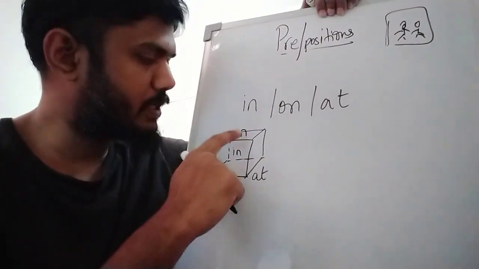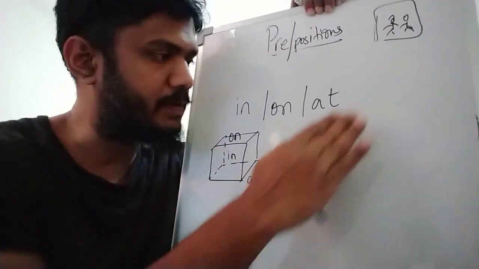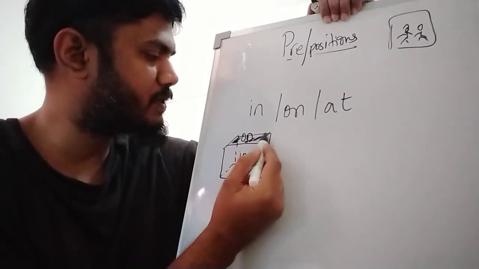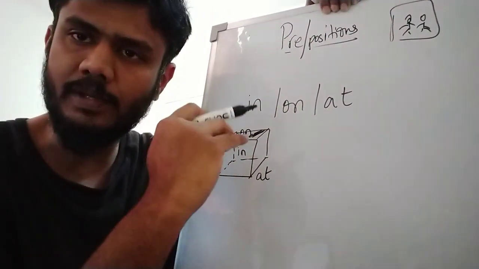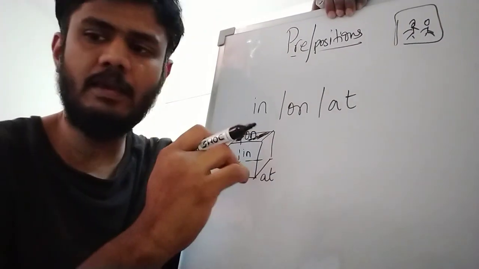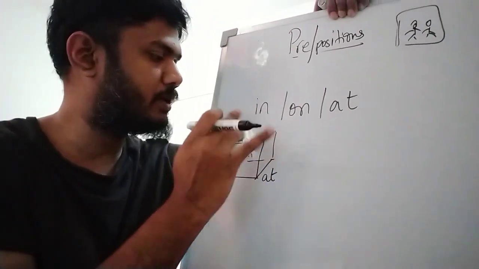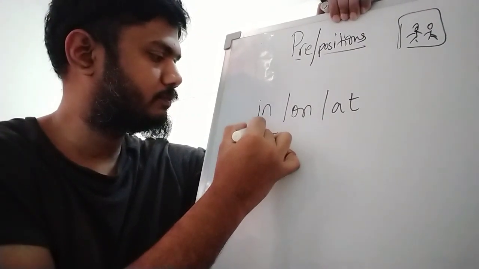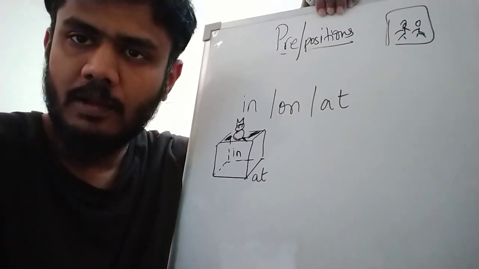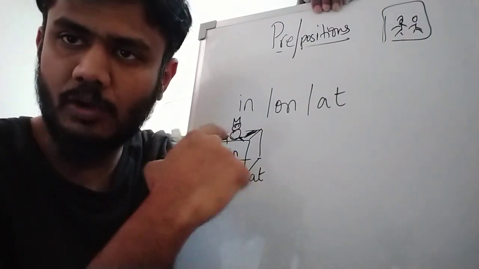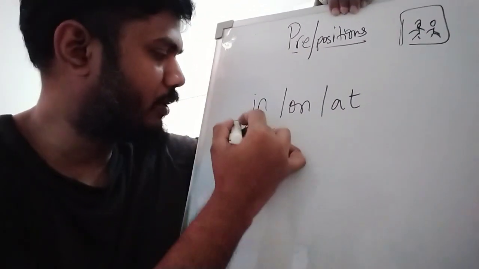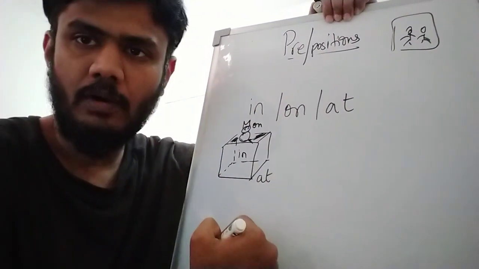Okay, so the first one is on. On basically means on the surface. So this is the surface of the box, like the top surface of the box, and it has to be touching the surface, right? So if I draw a cat, right? So this is my cat, and it is on the box. It's on the surface of the box and it's sitting there, right? So that's my on cat, right?